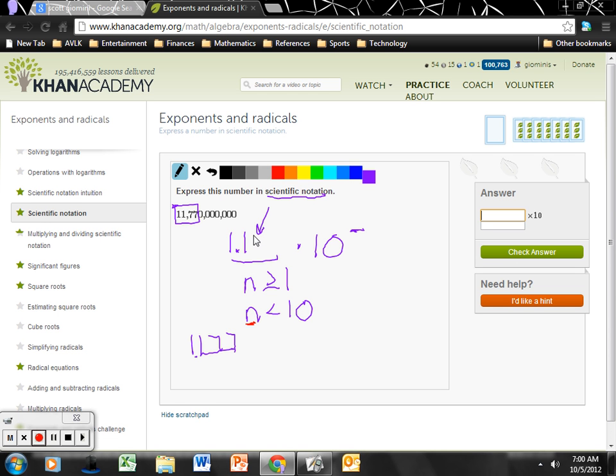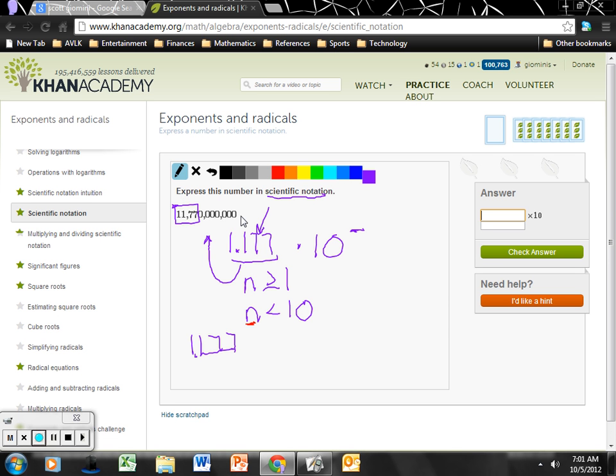So 1 and 177 thousandths times 10 to the. Now, I am taking this number and turning it into this number. You have essentially $1.17. Here you have $11,777,000,000. So did I get bigger or smaller? Well, I got bigger. So that means this is going to be a positive exponent.